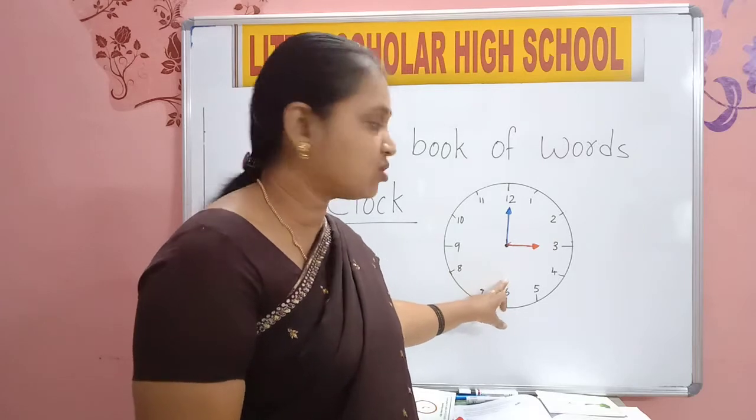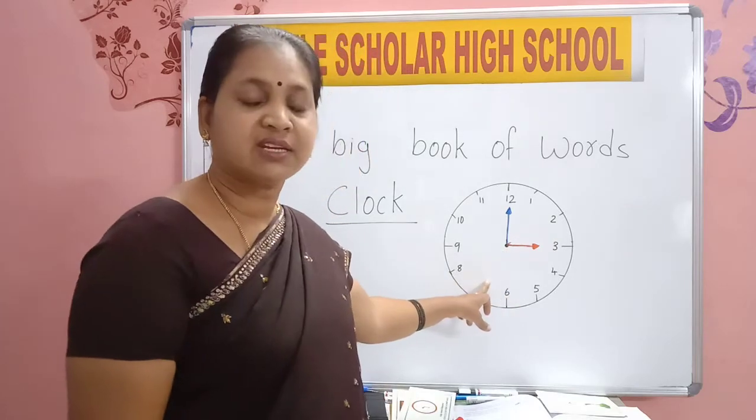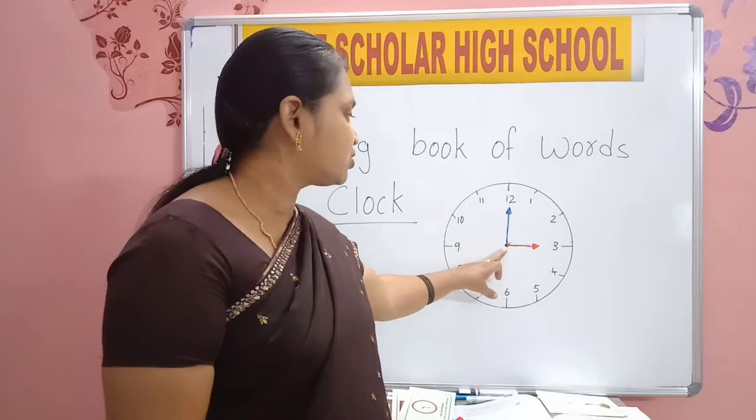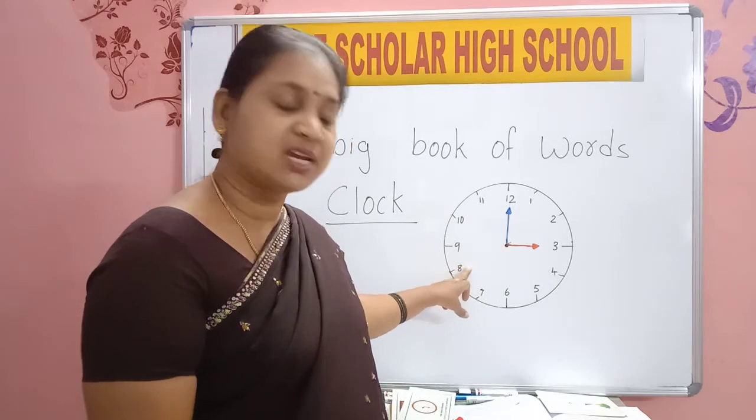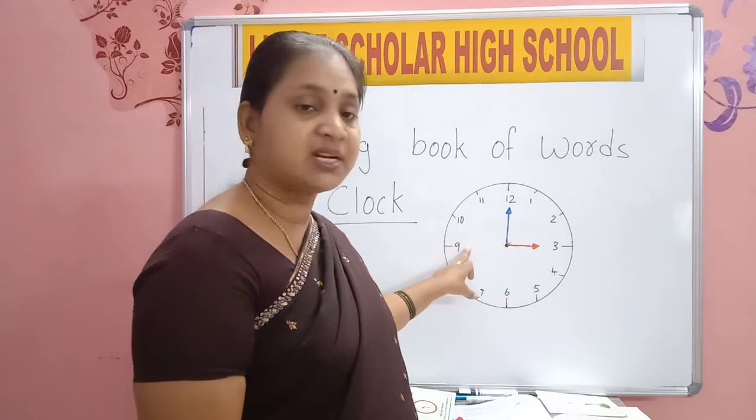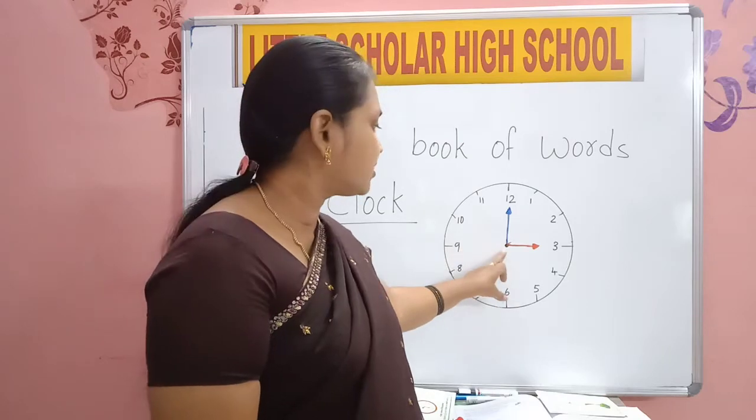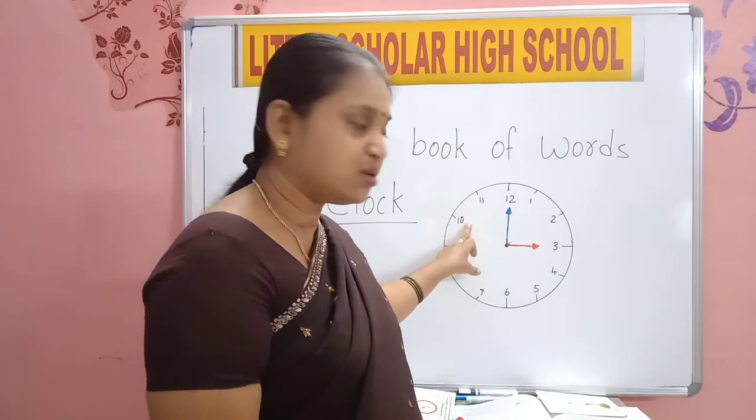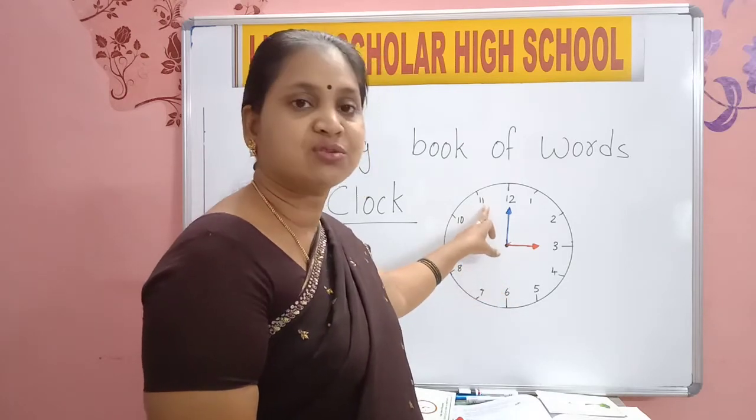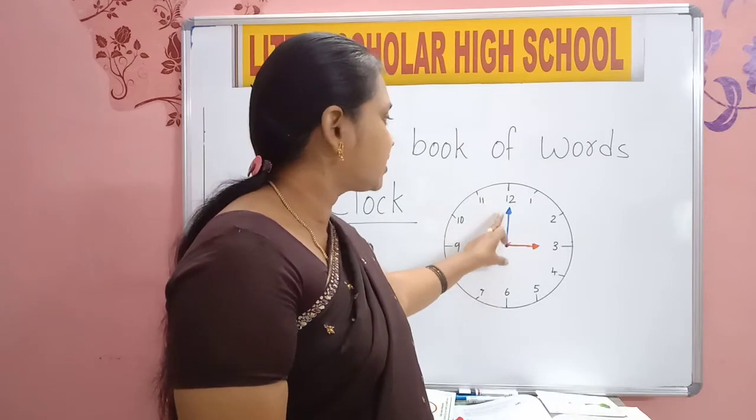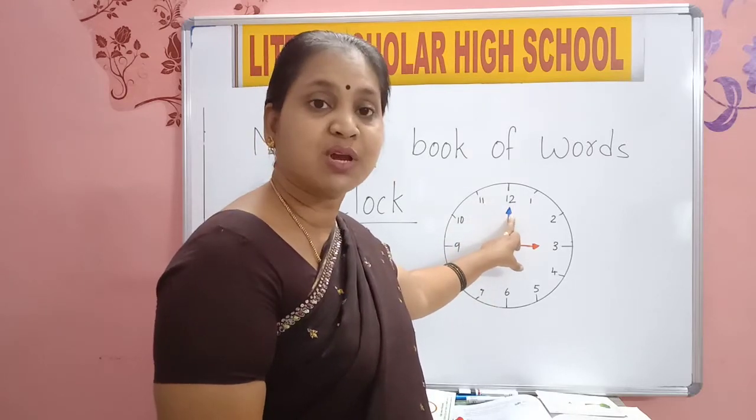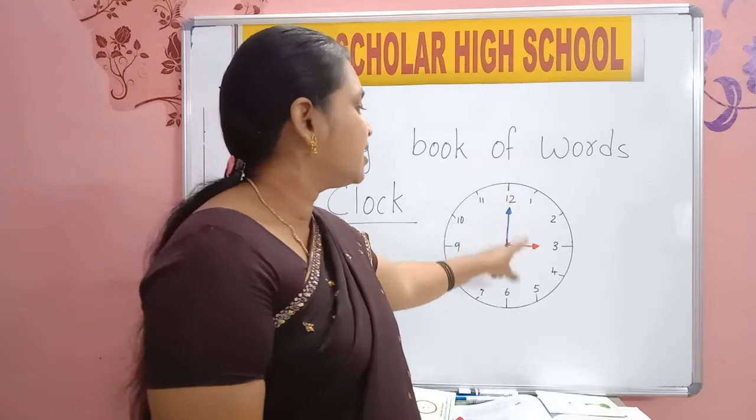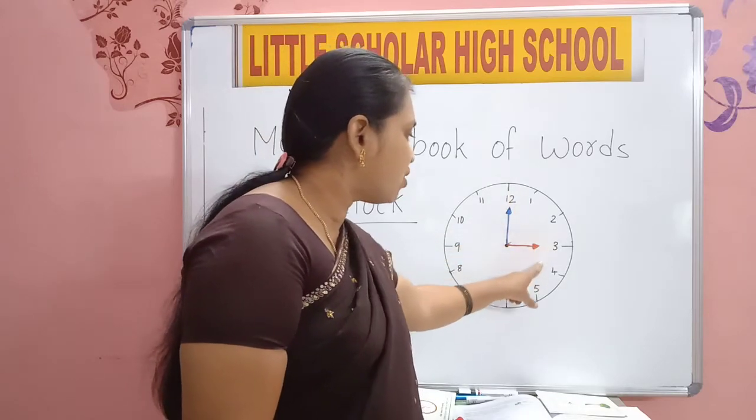So 6 o'clock. The short hand was on 7, so 7 o'clock. The short hand was on 8, so it was 8 o'clock. The short hand was on 9, so 9 o'clock. The short hand was on 10, so 10 o'clock. The short hand was on 11, so 11 o'clock. Then the short hand comes to 12, so 12 o'clock. In this way, the hour hand completed all the numbers.